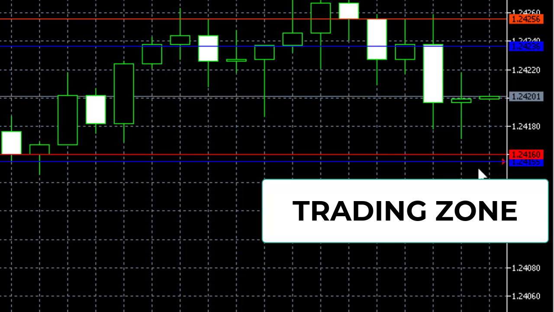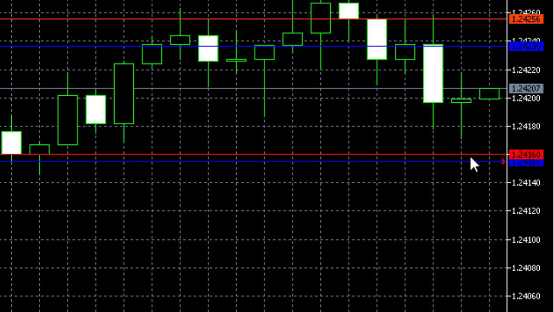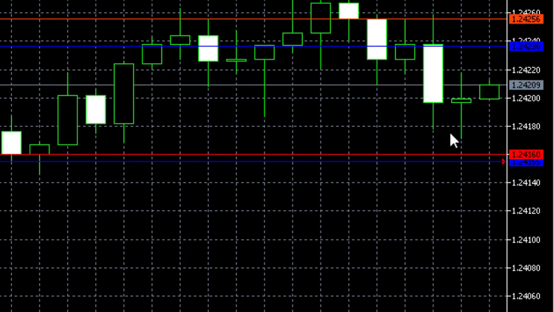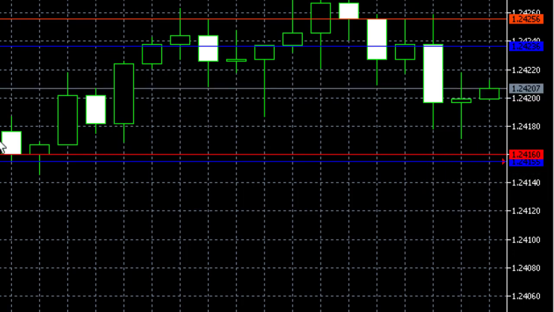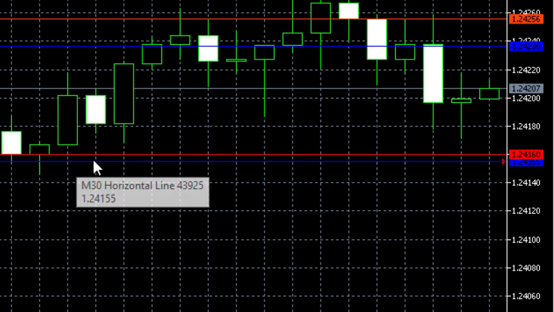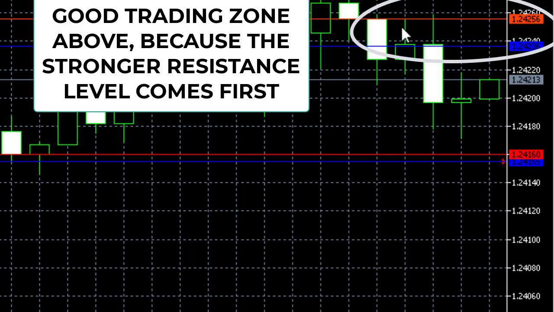In this case, this is not a good trading zone because if you were to trade this, meaning that when the market comes down and gets into this zone, you place a buy. The problem with this zone from my observation is that the weaker support comes first. The 5 minutes turning point comes first. If it was the 30 minutes that came first, that's a stronger zone. Now, upwards, we have a good zone, kind of.